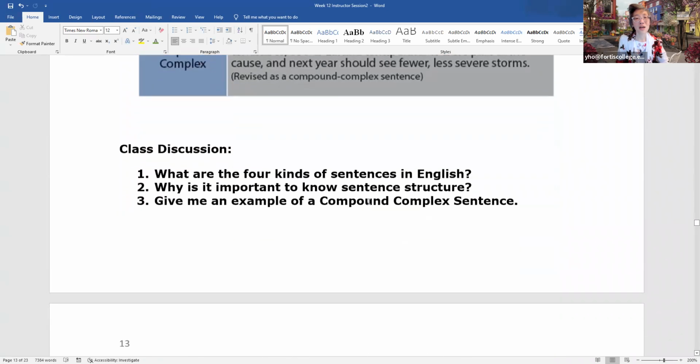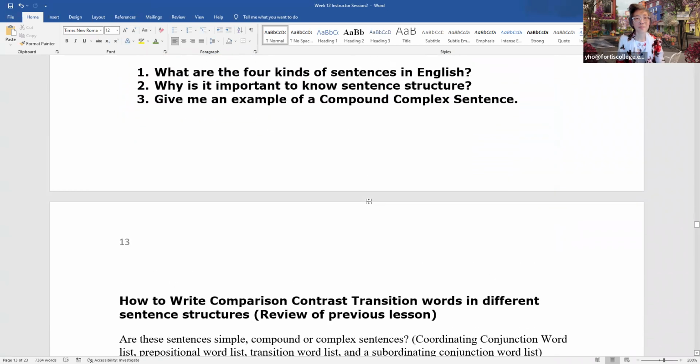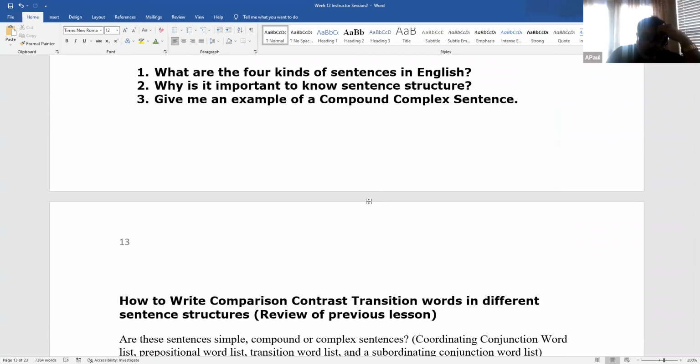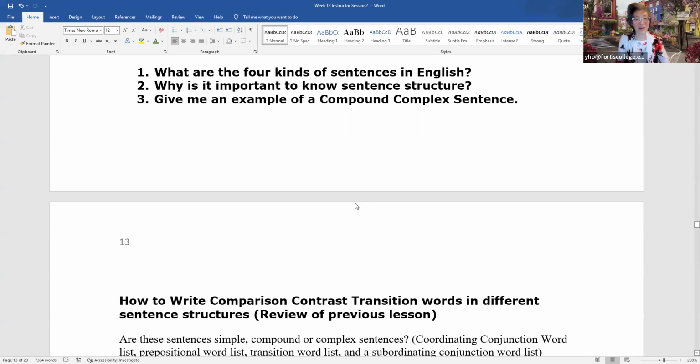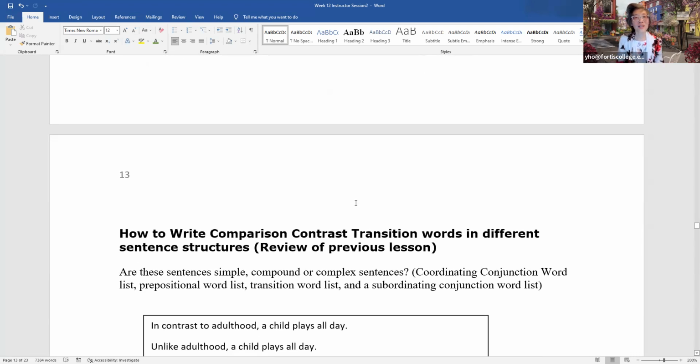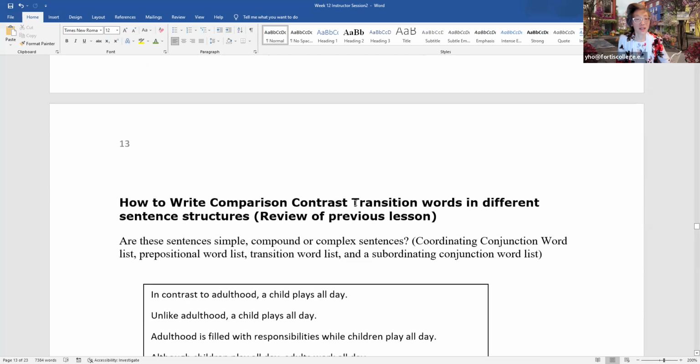So what are the 4 kinds of sentences in English? Oh, the simple, the compound, complex. Yes, compound complex. The 2 of you together. And why is it important to learn sentence structure? To make us not sound so stupid. Okay, that's one way of doing it. I had a boss that used to complain about a particular employee who just sounded so simple, I guess. With simple, that's one way of remembering it.